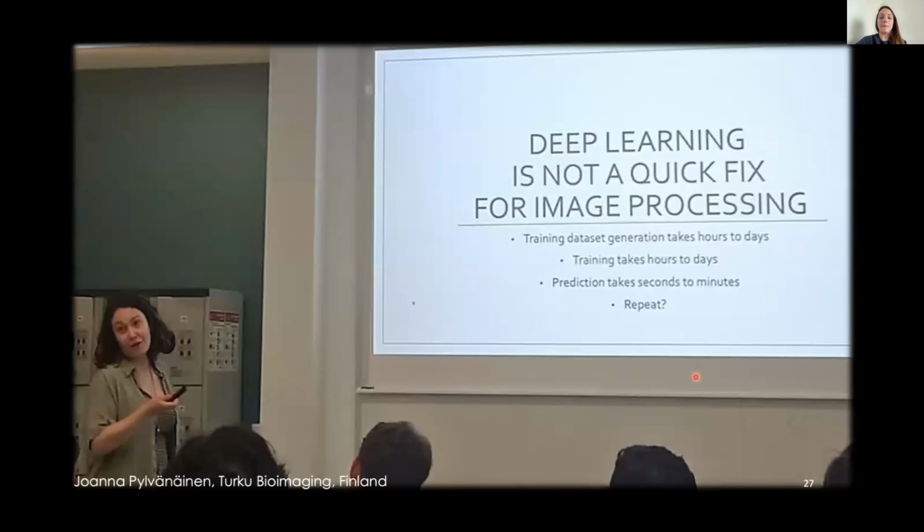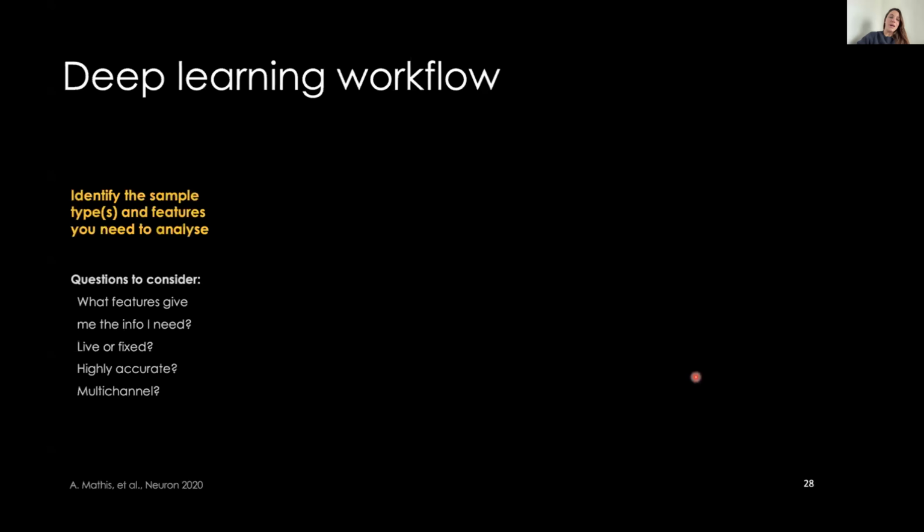So with this, deep learning is quite cool, but I really like this slide from Joanna Pylvänäinen, where she says it's not a quick fix for image processing. It's actually full of challenges, and I would really like to highlight some of them and some of the things we need to be aware of when we use this technology. First of all, we need to identify the objective that we want to train the model for, right? So what is the question? Do we want to segment? Do we want to identify the object? What is really what we need to do our research?